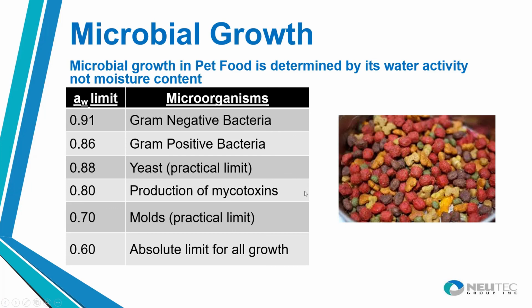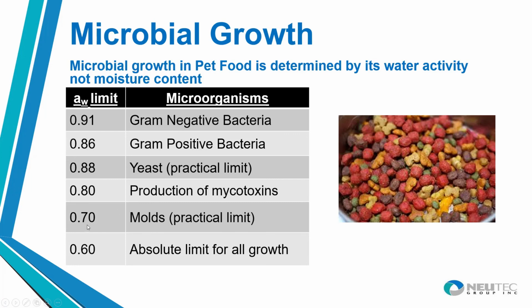If you are below 0.7, that's the practical limit for mold. So their product had moved above 0.7 in some way. When it was previously below 0.7, it obviously had moved above 0.7, even though the moisture content they were measuring hadn't changed. It was clear what was causing this: it had to be water activities higher than 0.7. So we knew that right away. And this is just to show why moisture content doesn't have anything to do with microbial growth.